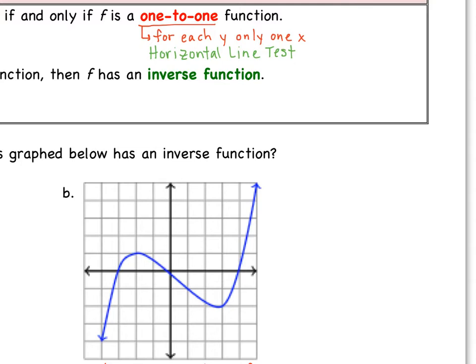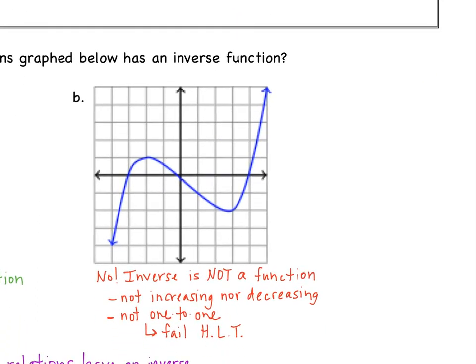Now, the other way we could test is if we held a horizontal line, so held our pencil horizontally, we could see that it would cross the graph at 3 points if I hold my horizontal line around here. So therefore, the inverse is not a function. So how would we describe it? Well, we would go ahead and say, no, the inverse is not a function. Reason: it's not increasing nor decreasing the entire time. It's flip-flopping, right? And so that means it's not one-to-one, and it fails the horizontal line test.